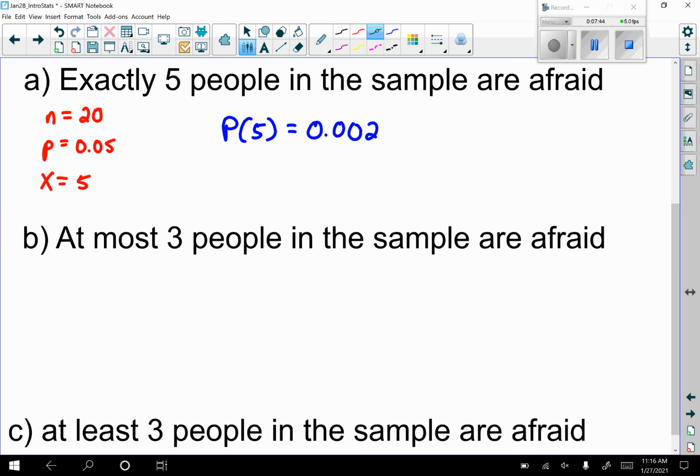All right, B, at most 3 people in the sample are afraid. N and P are staying the same, so N is 20, P is 0.05. There's no nice way to list X, so we're just going to say at most 3 people. So that's going to be between 0 and 3. So the probability of 0 or 1 or 2 or 3. So we're going to go to menu 55B. Number of trials again is 20. Probability of success is 0.05. Our lower bound is 0, and our upper bound is 3. We should be getting a 0.984.